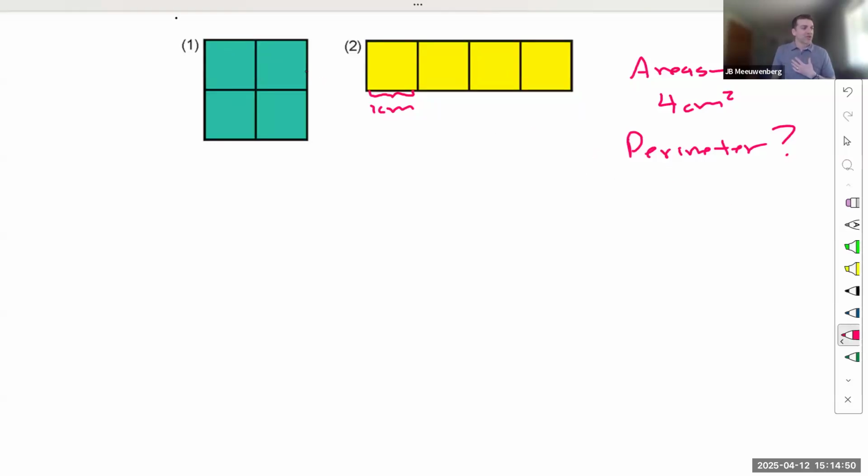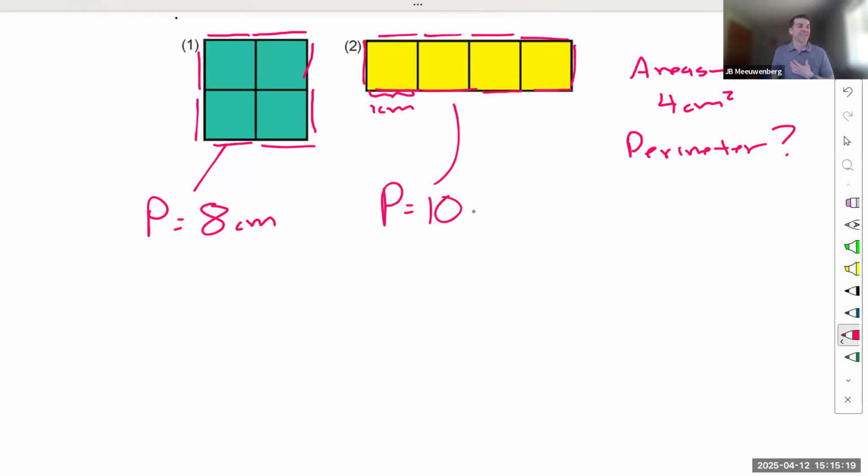Go ahead and do that. You'll notice on the first figure, our perimeter is 1, 1, 1, 1, 1, 1, 1, 1. So we had 8 of those, right? So the perimeter is 8 centimeters for figure 1. For figure 2, it's here 1, 1, 1, 1, 1, 1, 1, 1, 1, 1. How many of those do we have? 10. Perimeter was equal to 10 centimeters. So these two figures had exactly the same area, but 2 different perimeters.